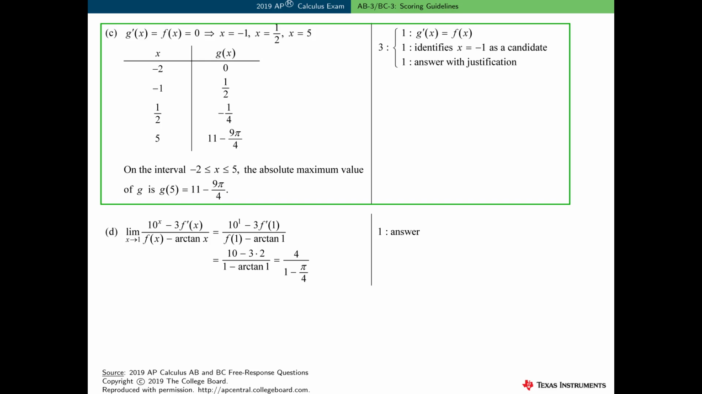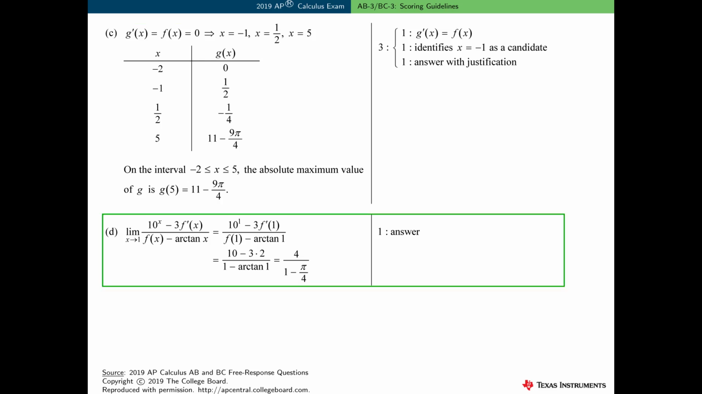Part C was worth 3 points: 1 point for connecting g prime with the function f, 1 point for identifying x equals -1 as a candidate for the location of the absolute maximum value, and 1 point for the answer, the absolute maximum value over the interval, with appropriate justification. And finally, Part D was worth 1 point, simply for the answer.